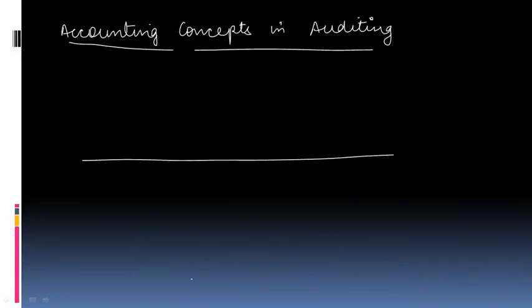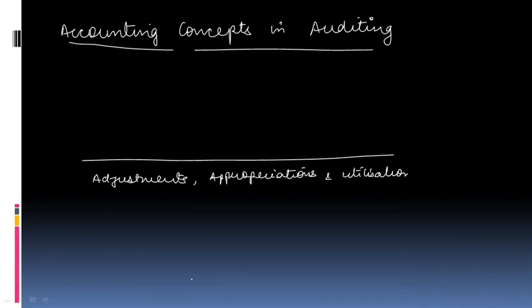So let me consider that this is a line. Right, below the line we have the profit and loss appropriation account, wherein the adjustments, the appropriations, and utilization of profit are expressed. Right, these are the things which are expressed there.